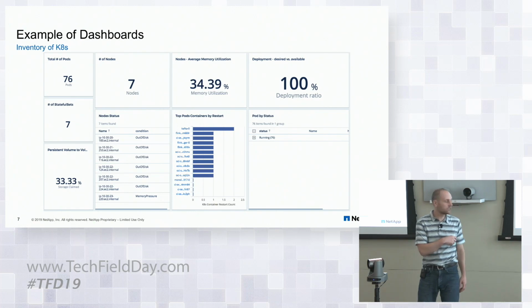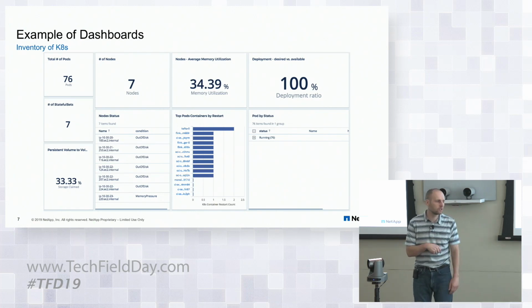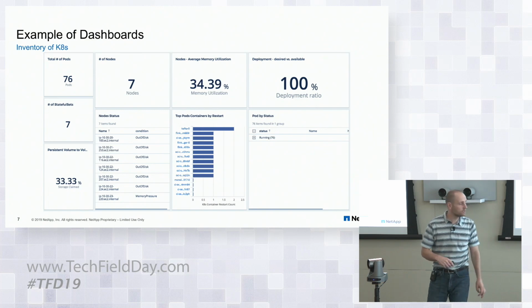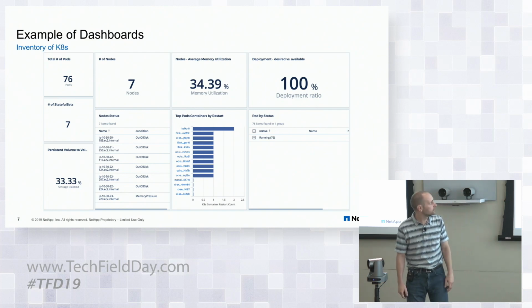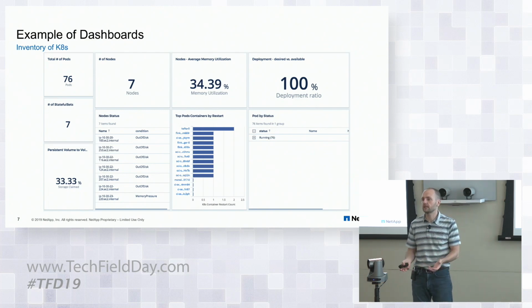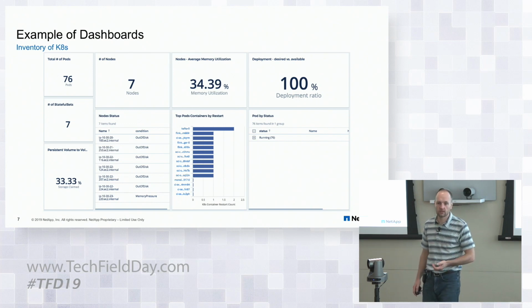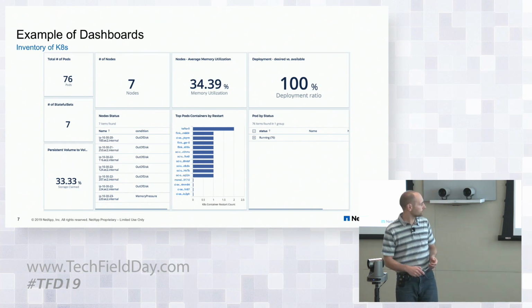I can see how many stateful sets. I can see my persistent volume to claim ratios. I can see what my average utilization is. I can see what's going on in terms of my deployment versus my desired state. So I want to be able to save the organization money. I want to know what's going on. I want to know any kind of bottlenecks that are appearing in the environment. And so what we've done is we've configured these dashboards to answer those key questions.